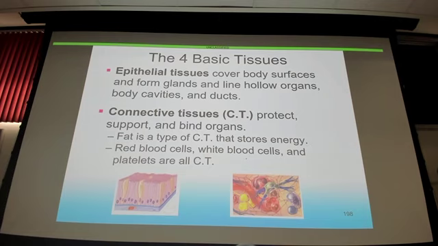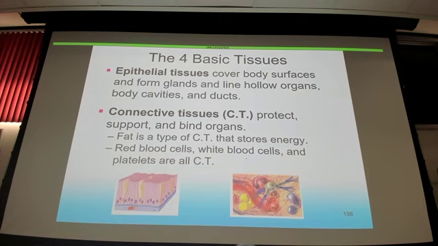So I'm going to define these out again, and then we're going to cover each type in detail. We have the 4 basic types. Epithelial tissues cover body surfaces. They form the glands, line hollow organs. Right? So our skin is an epithelial tissue. Serous membranes, a type of epithelial tissue.